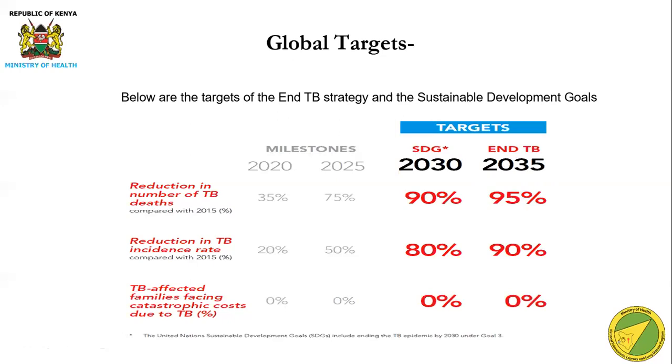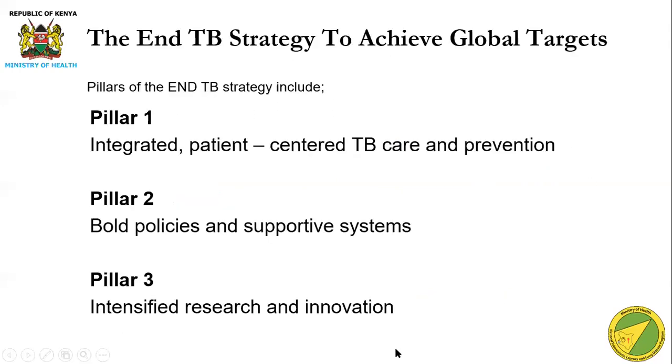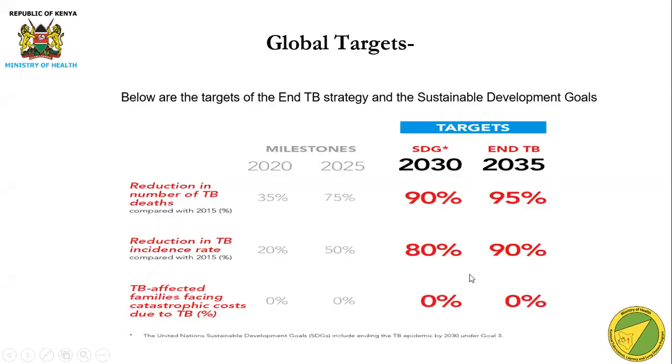So by the end of the NTP strategy in 2035, we'll have only 5% of TB patients dying. Probably this is because death is inevitable. There could be other related causes, but there are causes of death that can be avoided, and that's what is targeted by the SDGs and the NTP strategy. So only 5% will be expected to die of TB by 2035 globally.